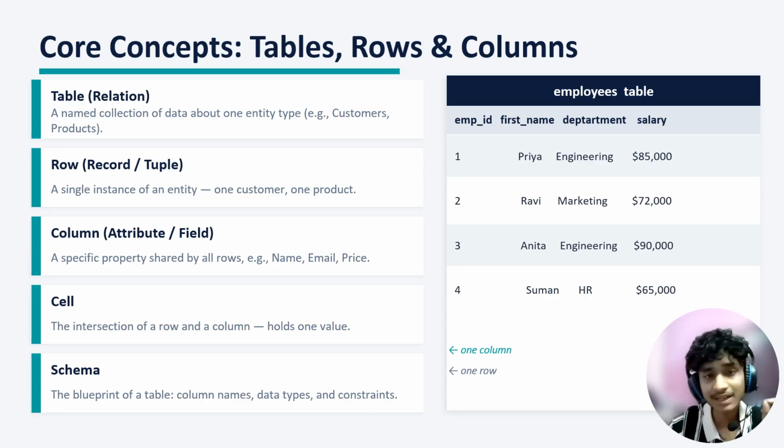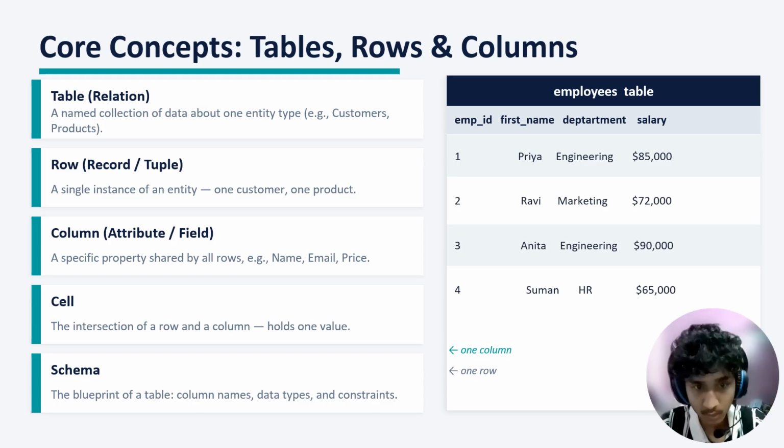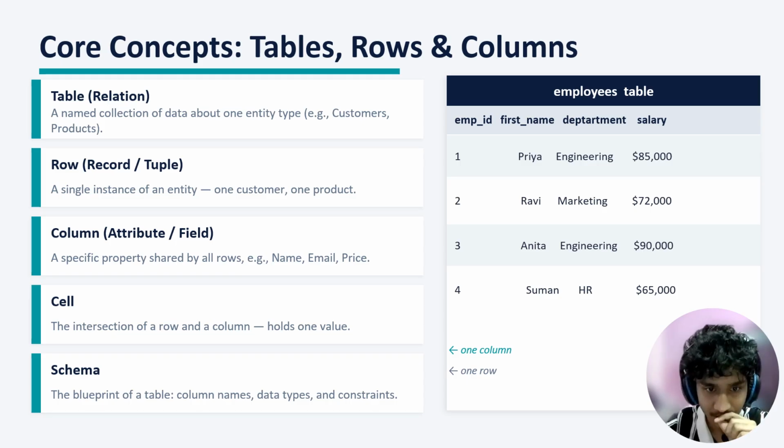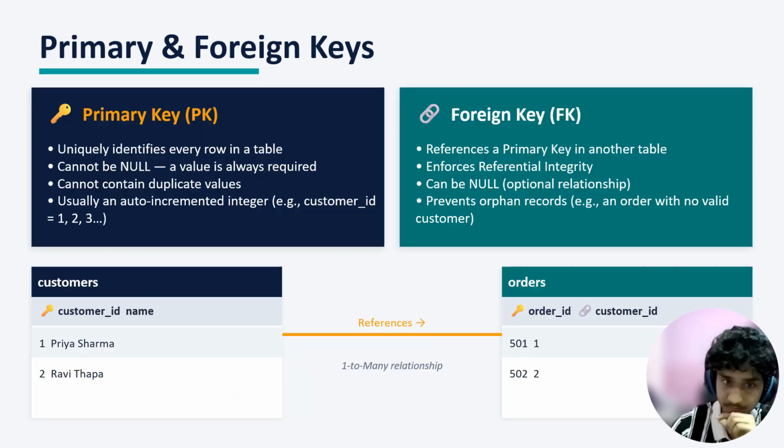What makes relational database powerful is the ability to link these tables together using a concept called keys, which we'll study in the next slide. And we have cell and schema. A cell is the intersection of a row and column. It holds one value. Schema is a blueprint of a table: column names, data types, and constraints.